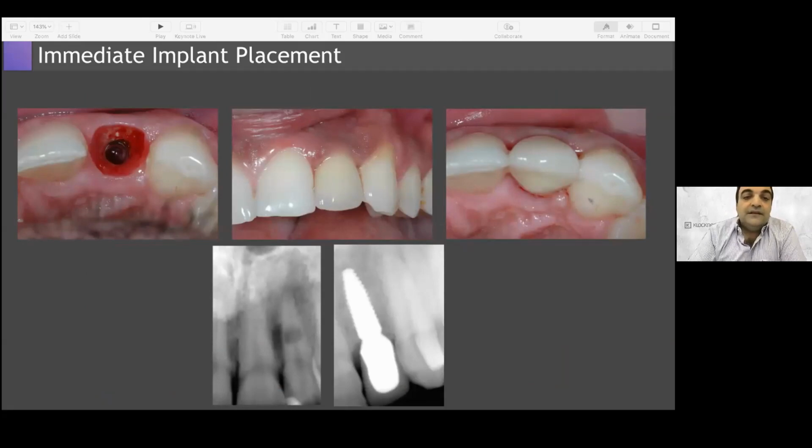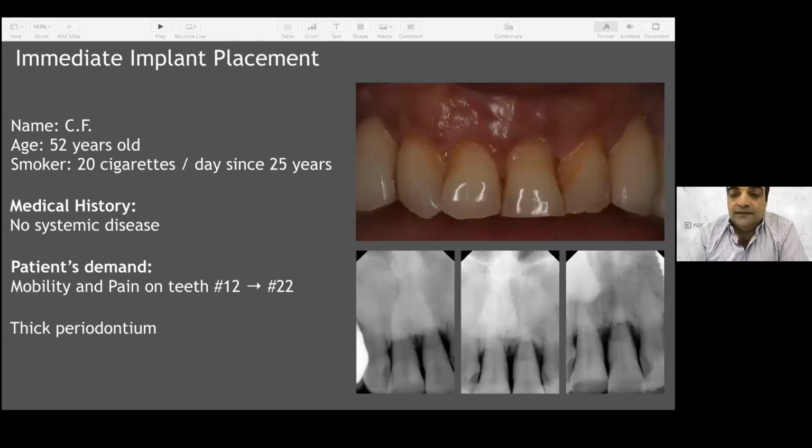And after 3 months, because, as I told you, it's flapless, the soft tissue is stable. We took the impression and we placed the final restoration. And these last 2 X-rays are after 6 years of treatment. Look, when we do it right and do immediate implant placement with immediate temporization, how we manage to maintain the soft and hard tissue in place.